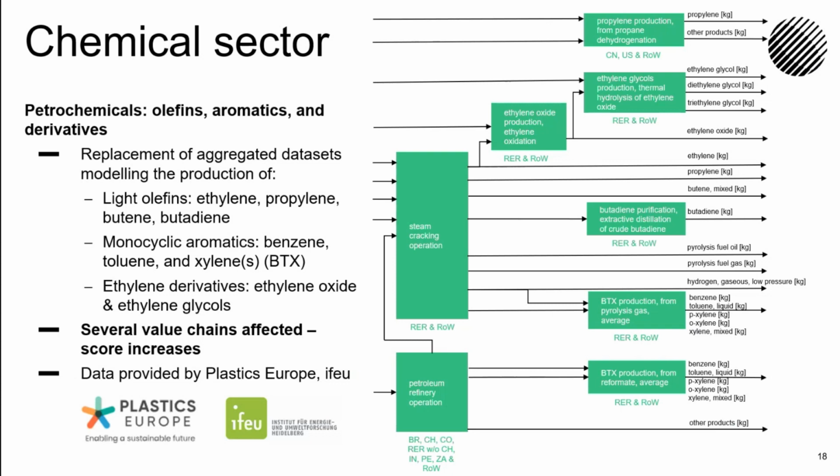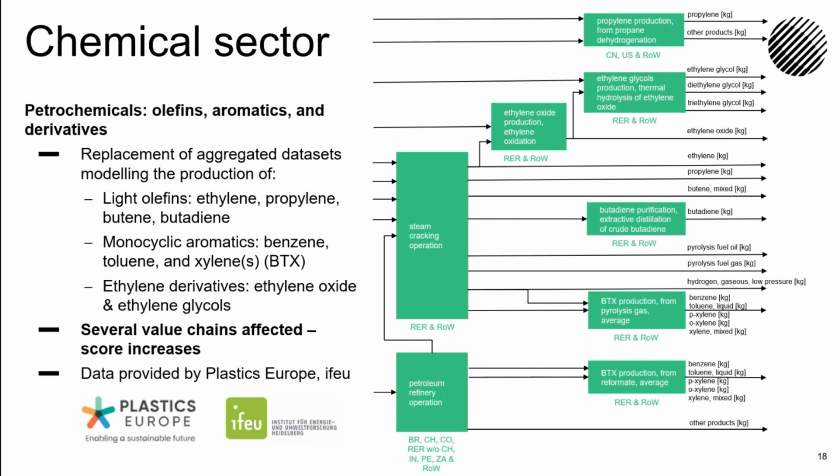This concerns in particular the markets for butadiene and propylene, for which the scores roughly doubled for the rest of the world markets. The global warming potential scores for the ethylene products have increased by roughly 50%. And naturally, these changes in scores affect the consumers of these products.